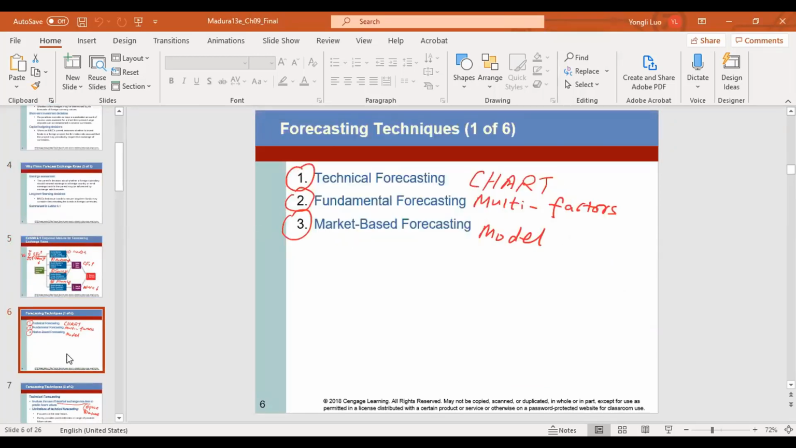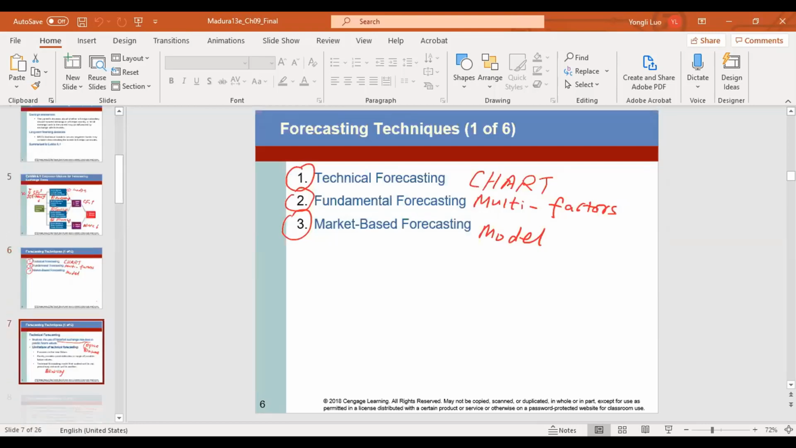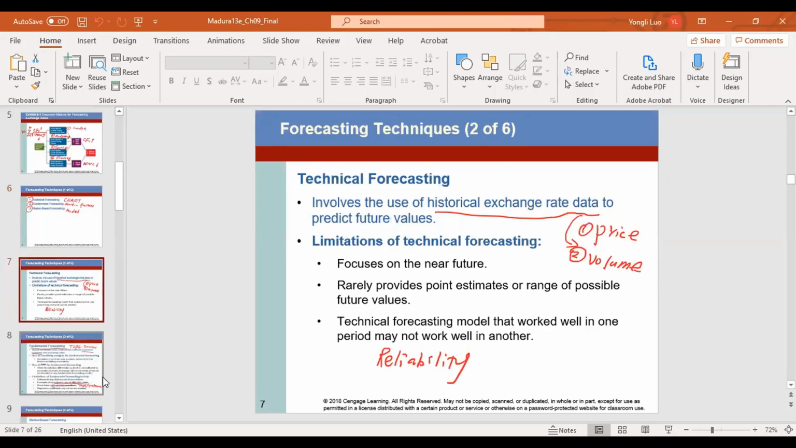Forecasting techniques include technical forecasting, fundamental forecasting, and market-based forecasting. Technical forecasting involves the use of historical exchange rate data to predict future values.